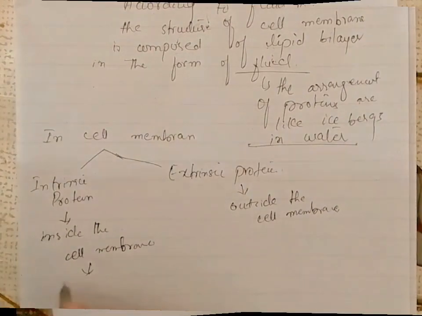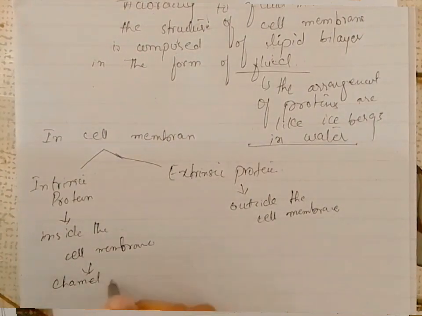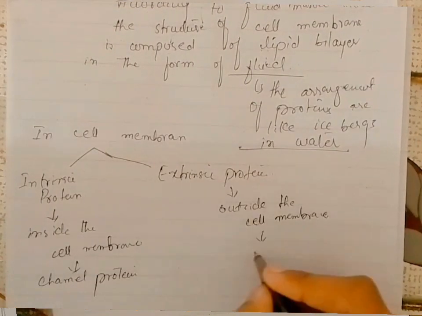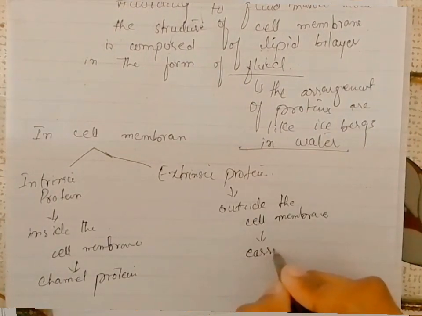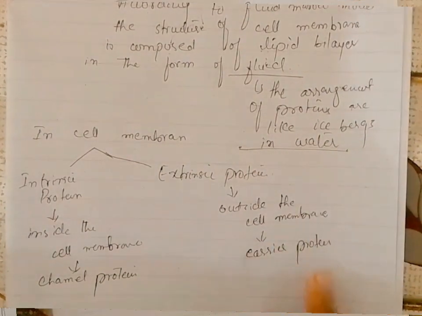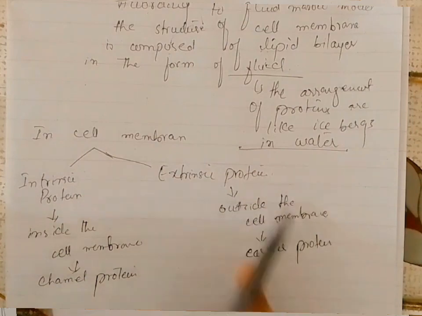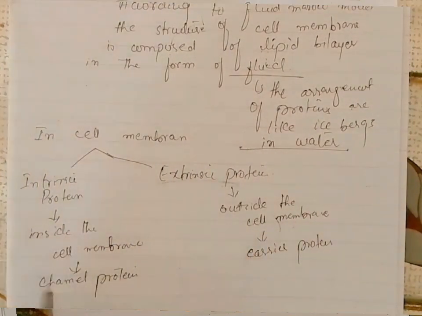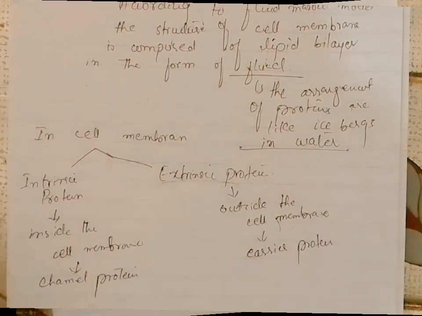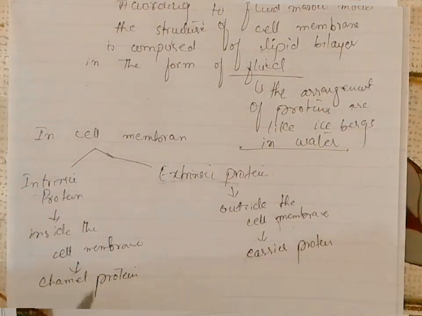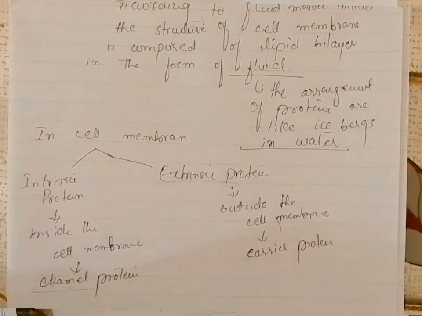Intrinsic protein is known as a channel protein, and extrinsic protein is known as a carrier protein. It carries material, because it is outside the cell membrane, so it is known as extrinsic protein. The channel protein transfers that material inside the cell cytoplasm. That is why we call them channel proteins.